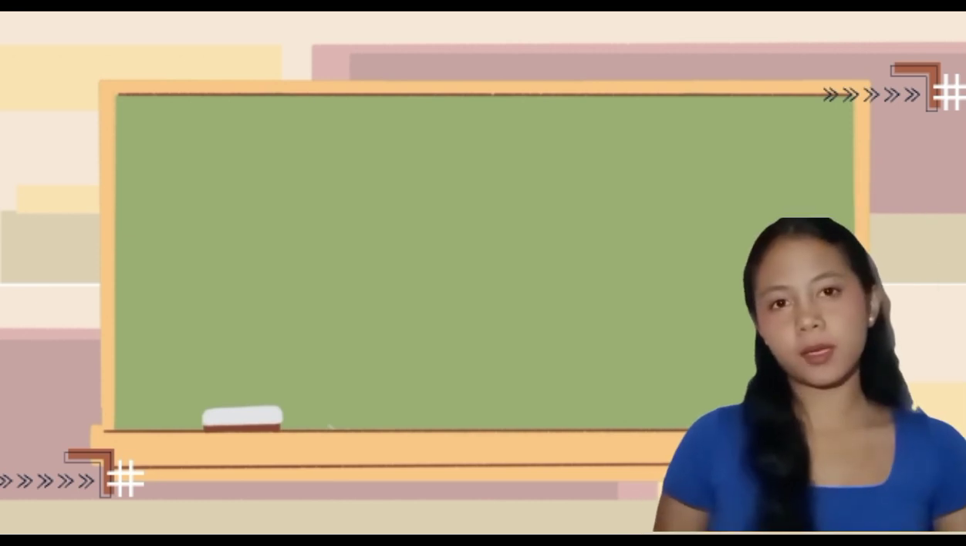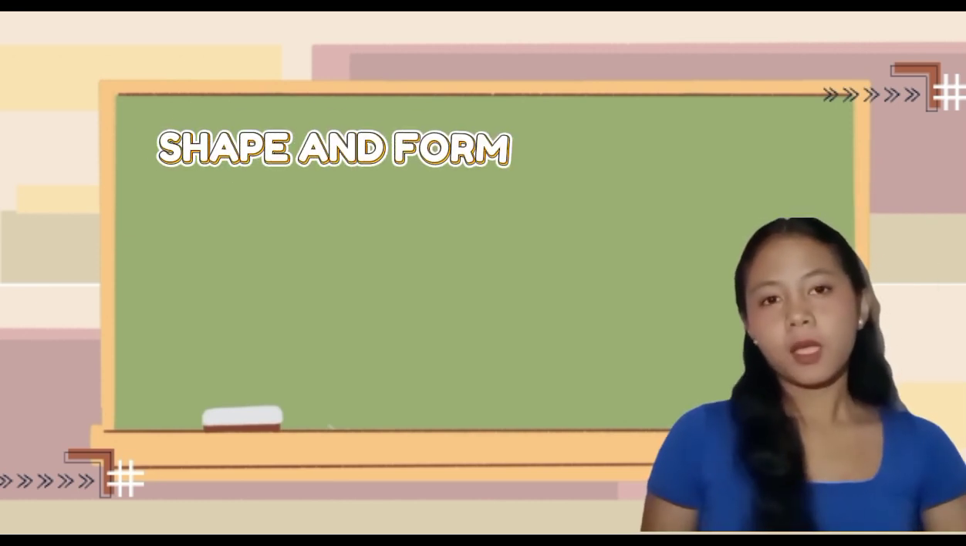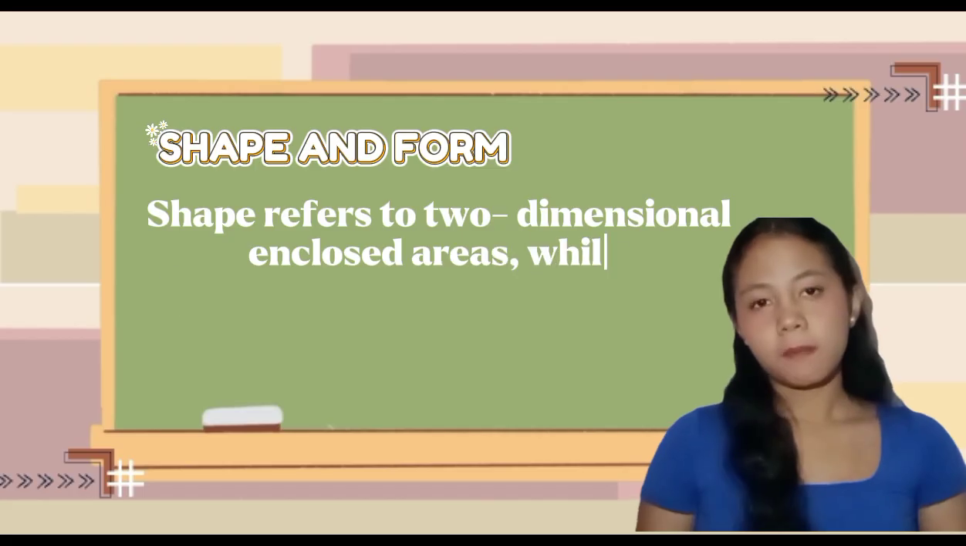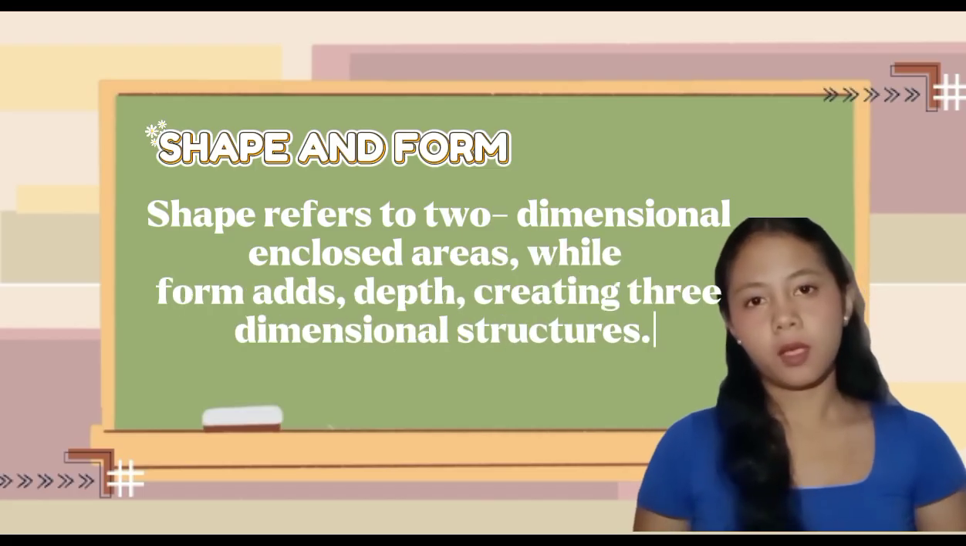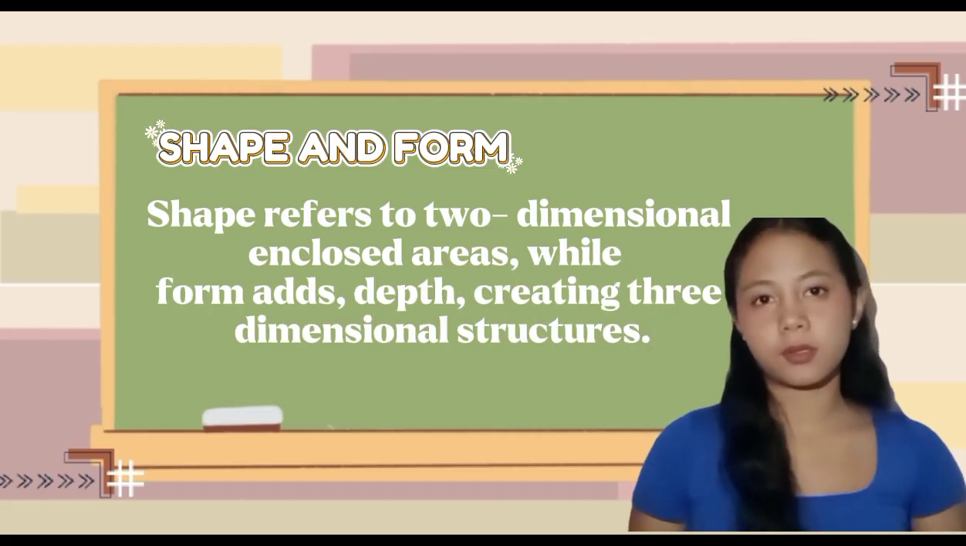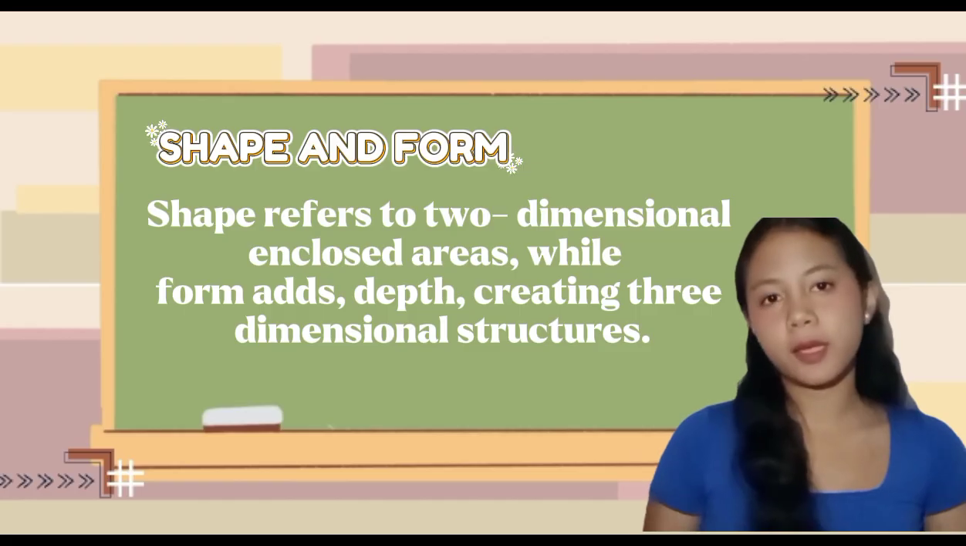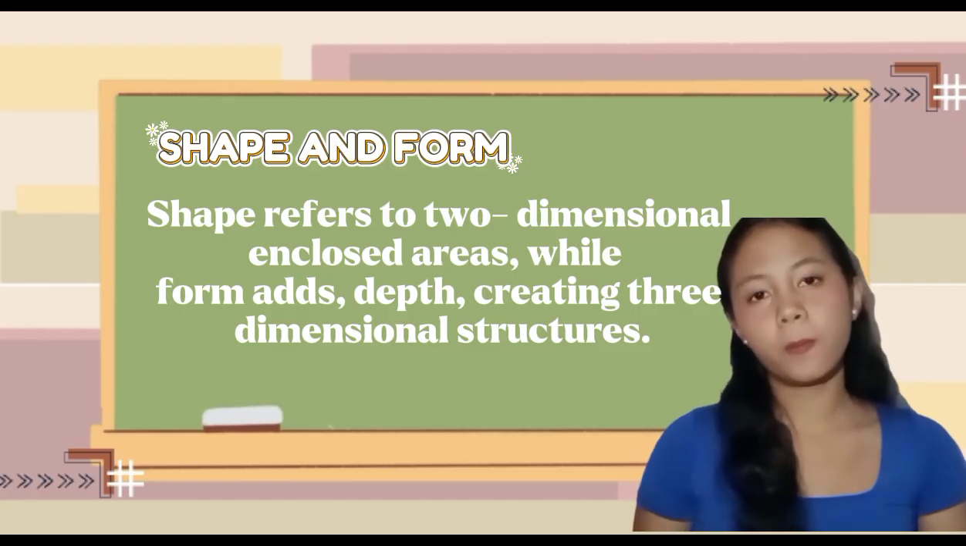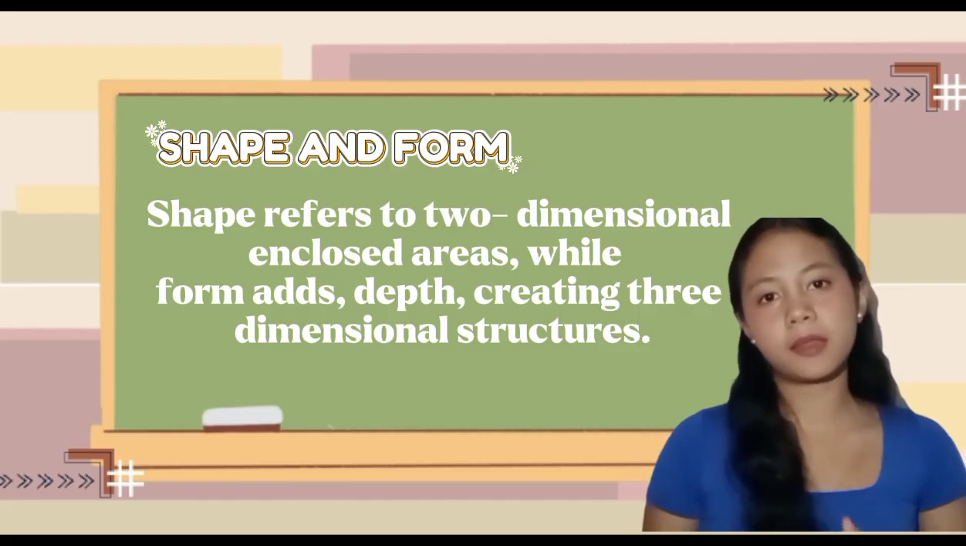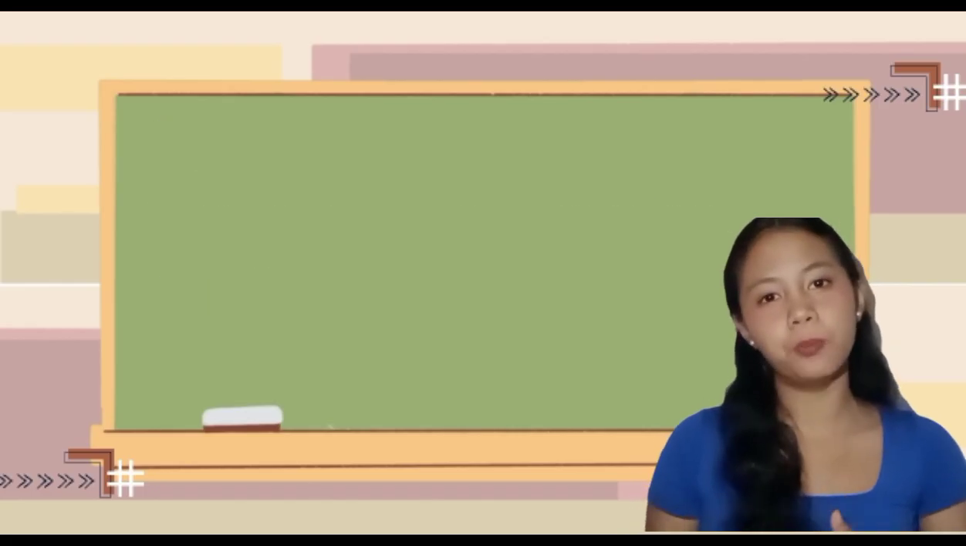So the next one is shapes and form. Shapes are flat, making them two-dimensional, like squares and circles, and they only have width and height. While form is like a shape but has depth, making it three-dimensional or 3D, like a cube.